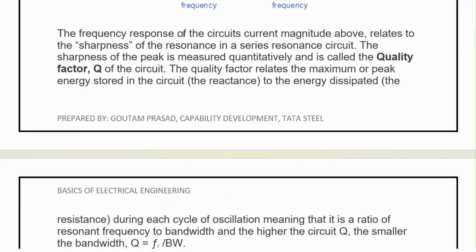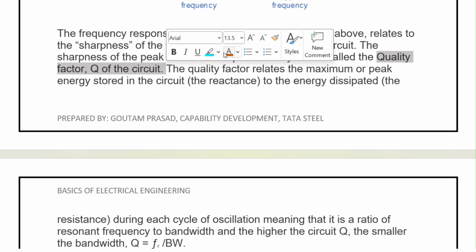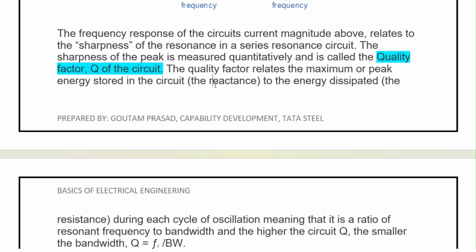The frequency response of the circuit current magnitude above relates to the sharpness of the resonant circuit, the series resonance circuit, and the sharpness of the peak is measured quantitatively and is also called the quality factor, that is, Q of the circuit. Quality factor or Q of the circuit.